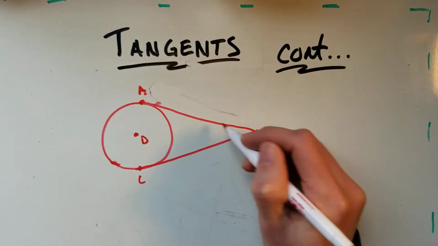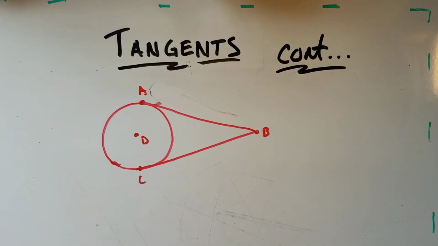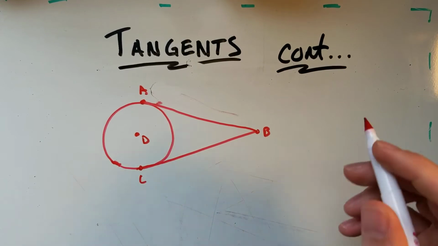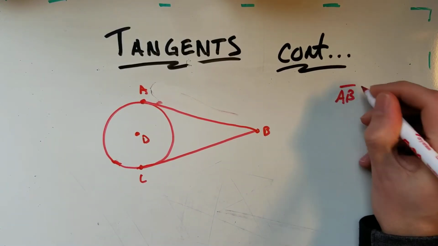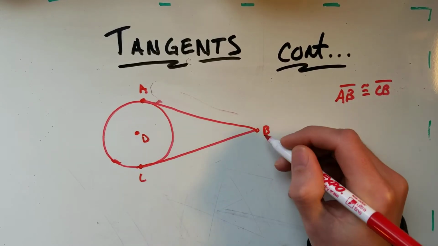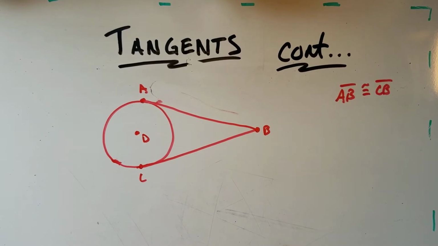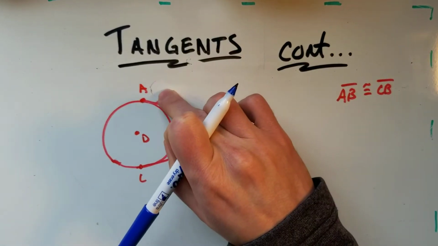So if AB is tangent to circle D and BC is tangent to circle D, if both those segments are tangent, then they're going to be congruent to each other. AB is congruent to CB. So they come from the same exterior point and they're both tangent. You could do a quick little informal proof of this if you want to.